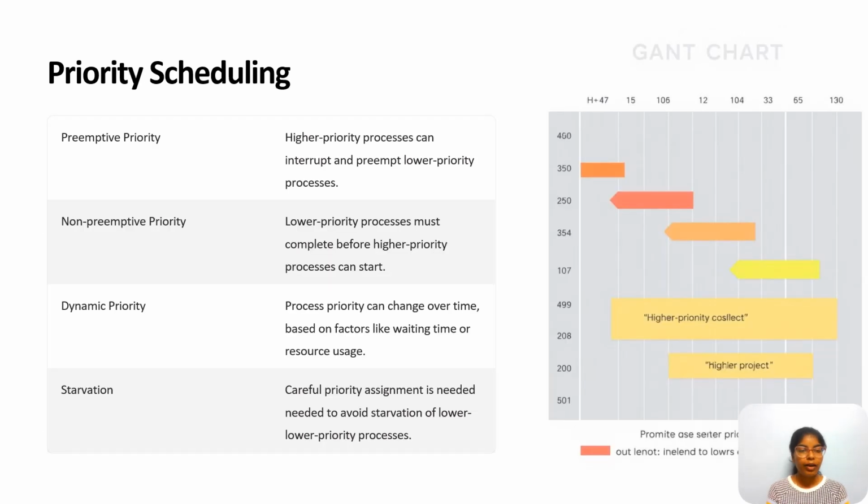Priority scheduling. Under priority scheduling, there are preemptive priority, non-preemptive priority, dynamic priority, and starvation. Let us know it one by one. Preemptive priority: higher priority process can interrupt and preempt lower priority processes. Non-preemptive priority: lower priority processes must complete before higher priority process can start. Dynamic priority: process priority can change over time based on factors like waiting time or resource usage. Starvation: careful priority assignment is needed to avoid starvation of lower priority processes.